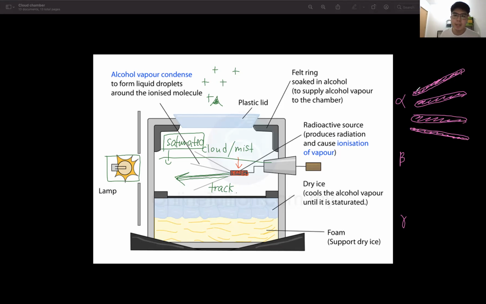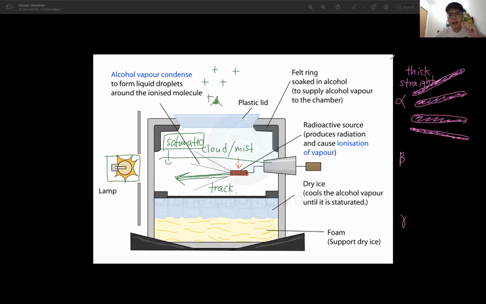You will see that. Why? Because it is the most ionizing, so the most droplets form. And also, for alpha, not only is it thick, it is also straight. Use these two words to describe it: thick and straight.